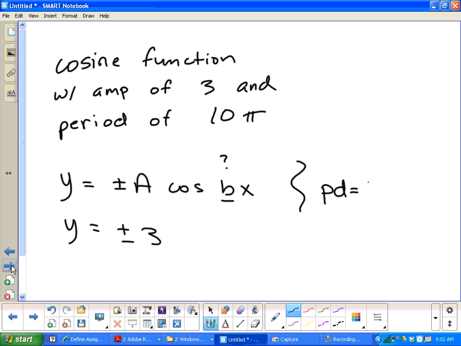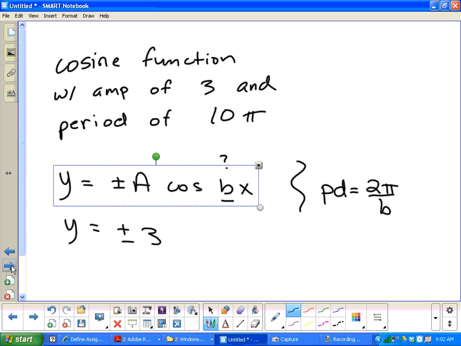The formula for the period is 2 pi over b, right? Now think about what we are really trying to find here: the b. Don't I know what the period is? If the period is 10 pi, can I put 10 pi in that little formula and figure out what b is by solving for it? So the period is 10 pi, we just don't know what b is. Do you see how we can solve for b there?